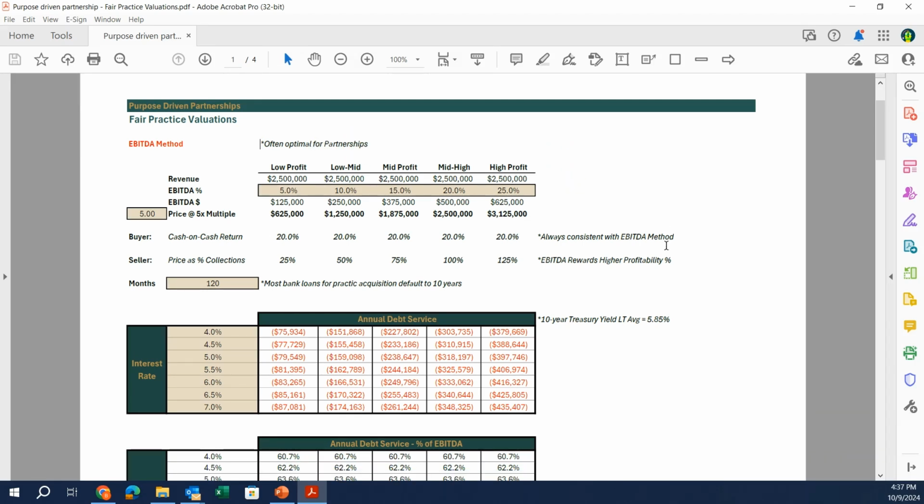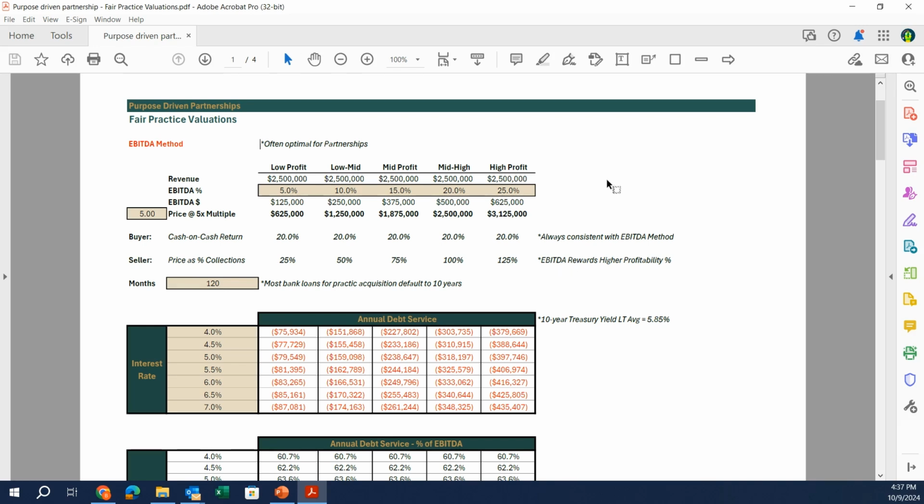We're going to walk through here how the EBITDA method results in a consistent return on investment for the buyer, rewards the seller for the practice they've built, and ensures that the buyer can sufficiently pay for the note. And then we're going to contrast that versus the percentage of collections method. It can result in a lot more volatility and a lot more uncertainty on both sides, quite frankly, and in many cases would be suboptimal.